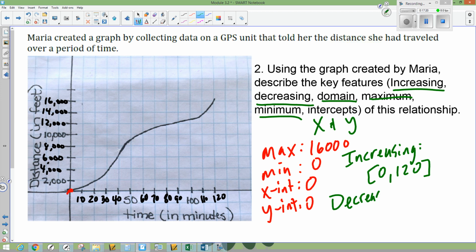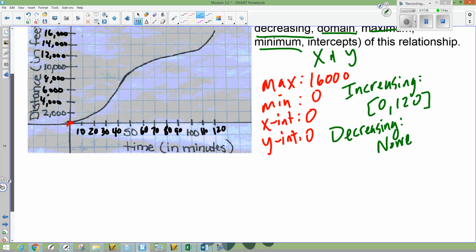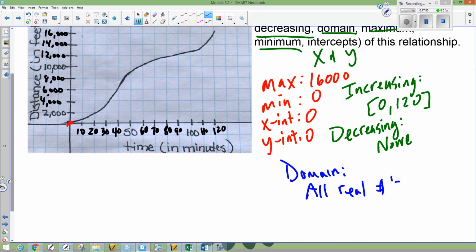What about intervals of decreasing? Are there any intervals of decreasing? No, so there are none. So this is good to know that sometimes we don't have that key feature. Sometimes it doesn't exist. What is our domain here? Perfect. Domain is all real numbers from 0 to 120. Okay?